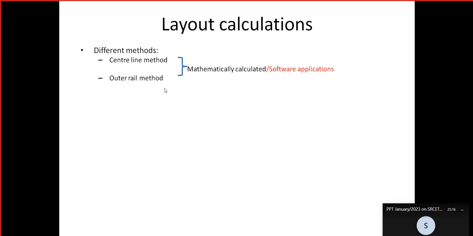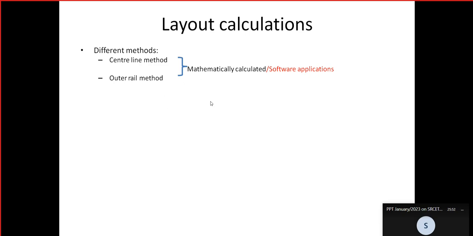The outer rail method is also a manual calculation, but it is adopted only in the case of curved lines. Suppose two curved lines are there and we want to introduce a crossover between them. In that situation we use the outer rail method. That is very complicated, so we will see it later. So this is about the methods of doing layout calculations manually.